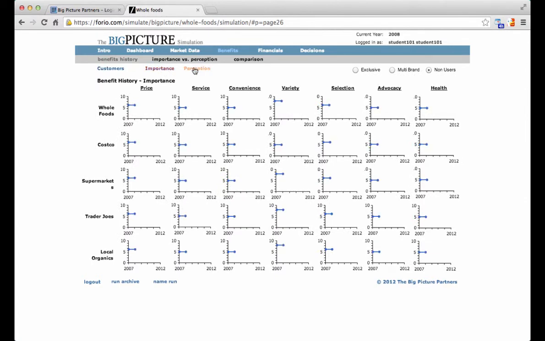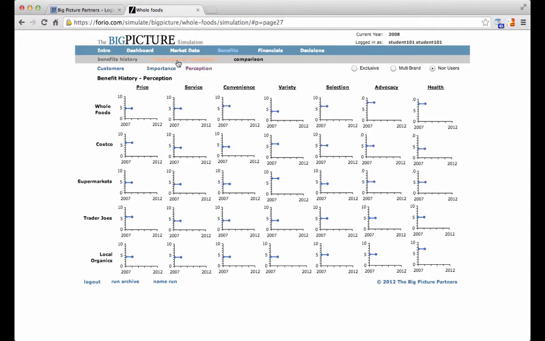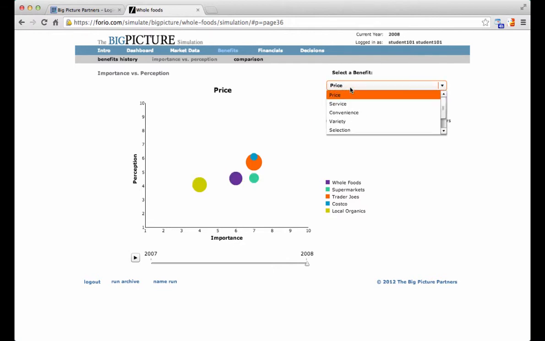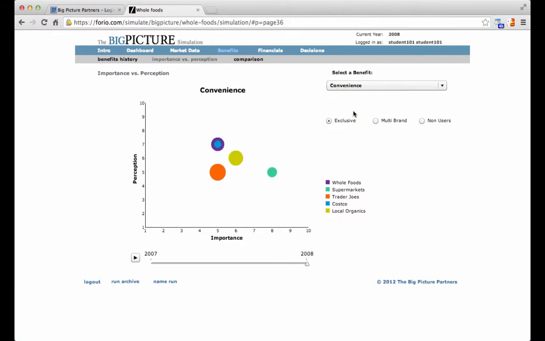We can look at it by importance, by perception, by customer, for exclusive and multi-brands. Also, a very important screen in this section is the importance versus perception plot, where we can take a look at the relative importance of a particular benefit compared to how each of the competitors are performing on that benefit. As this particular chart populates, you'll be able to animate the chart to see the movement in the marketplace over the years. And again, this information is presented for exclusive, multi-brand, and non-users by benefit.